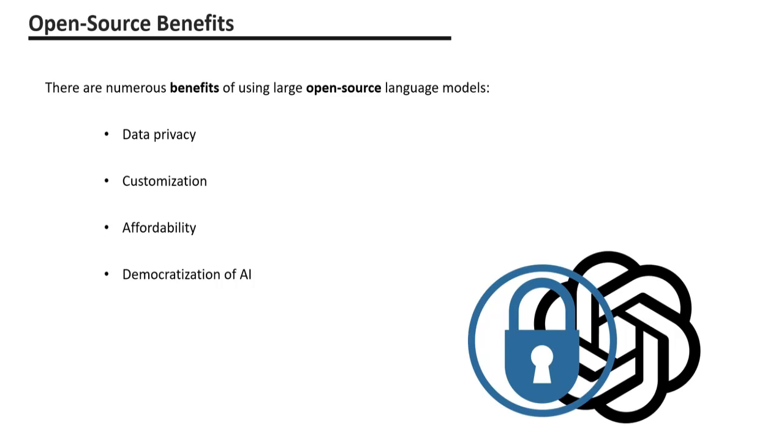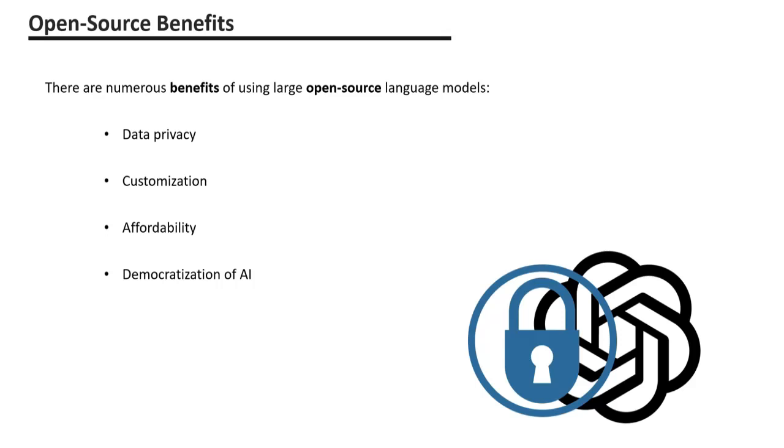Affordability is another advantage of open source models. Open source models are freely available, eliminating the need for a significant investment in hardware to train the models. They come pre-trained, so optimization can be achieved with fewer computational resources, resulting in lower costs.